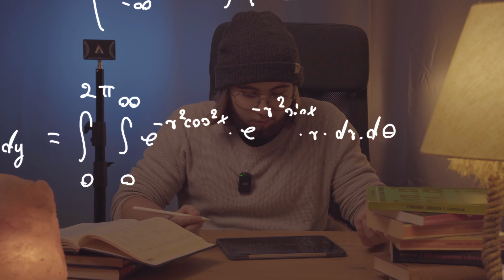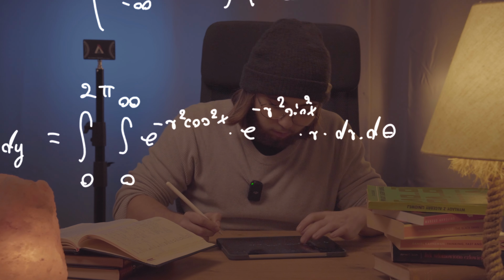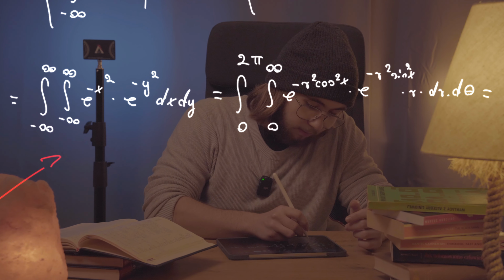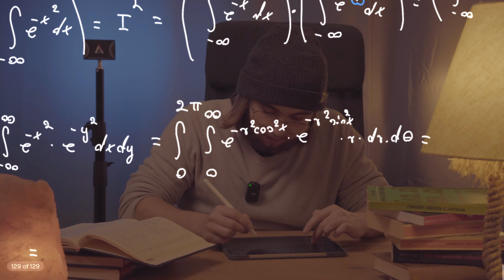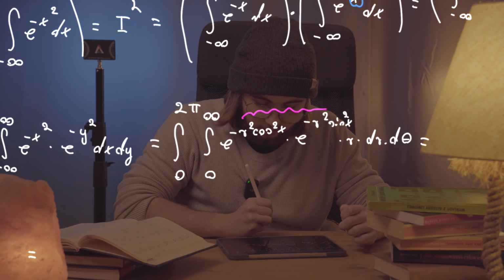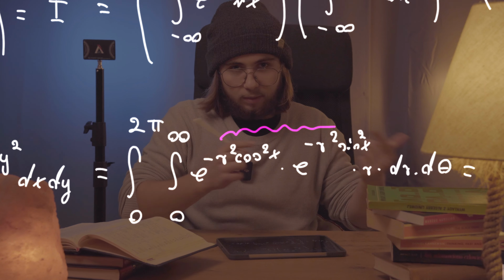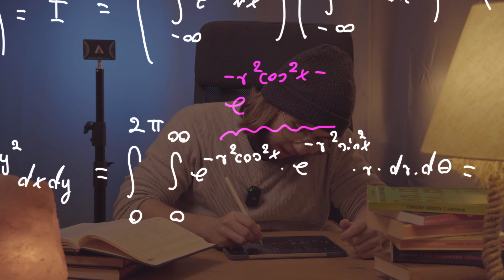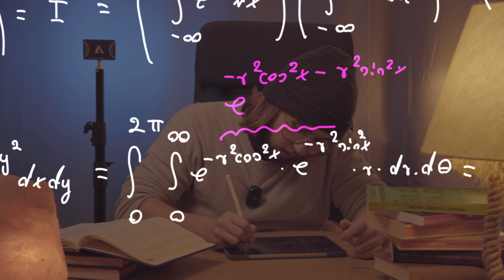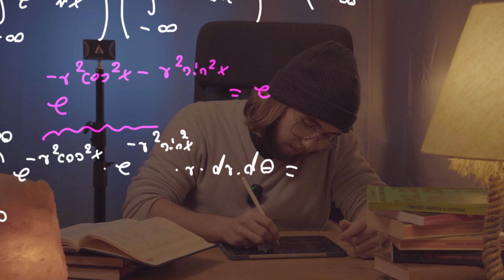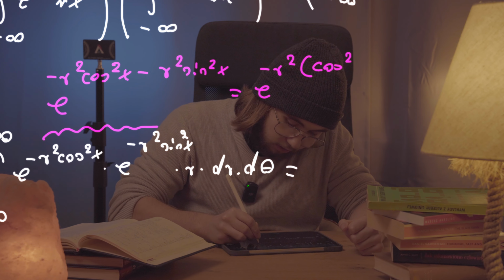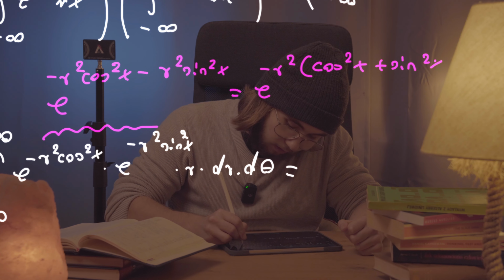Okay, so what can we do here right now? I forgot to put a square next to the sine. Now we can use the trig identities, which is going to be pretty lovely here. The product of those two exponentials we can write as a single exponential to the power of negative r squared cosine squared x minus r squared sine squared x. That is equal to e to the power of negative r squared, multiplied by cosine squared plus sine squared x.